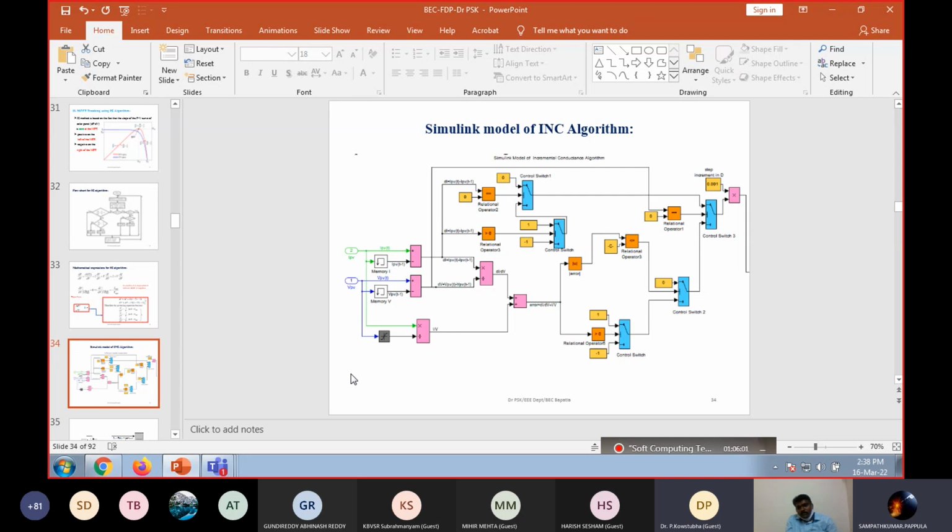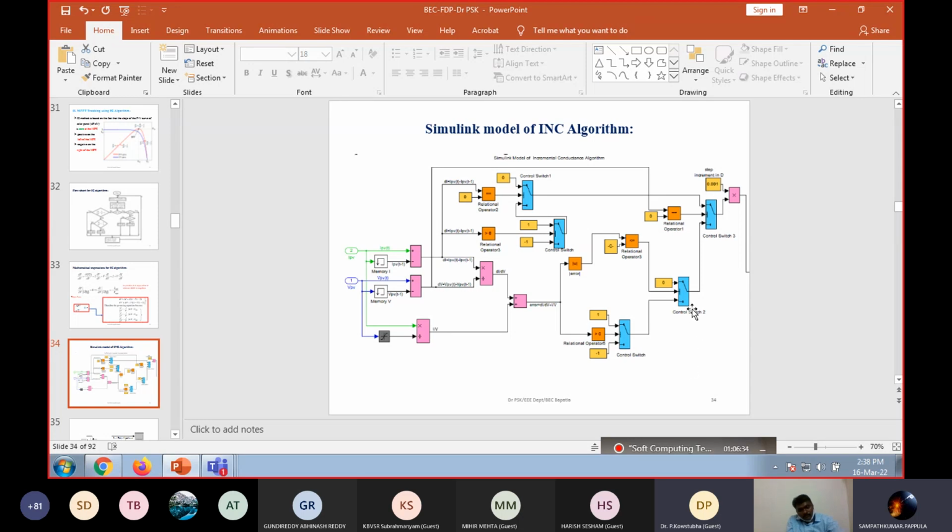After that, calculate delta V and delta I, that is the change in the current and the change in the voltage. To get the incremental conductance, calculate delta I by delta V, and then the instantaneous conductance is also calculated. Next, if the change in voltage is equal to 0, pass the output of control switch 1, else pass the output of control switch 2.